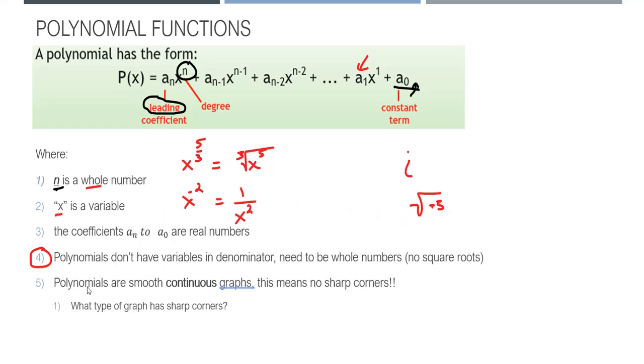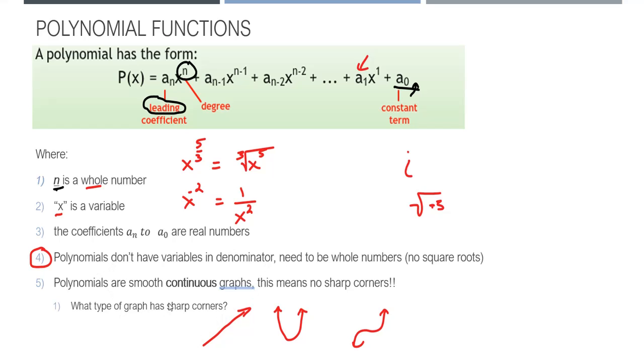And then finally, polynomials have smooth continuous graphs. This means no sharp corners. So our degree 2 is a parabola. So it's smooth, it's continuous everywhere. Our cubic function will look something like that. Again, smooth. If we just have a degree 1, so a linear equation, then again, smooth, continuous.